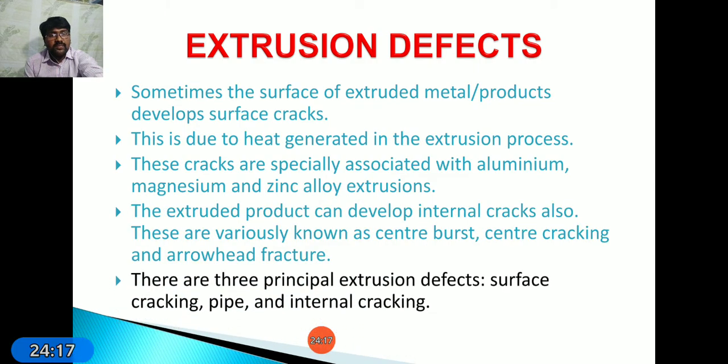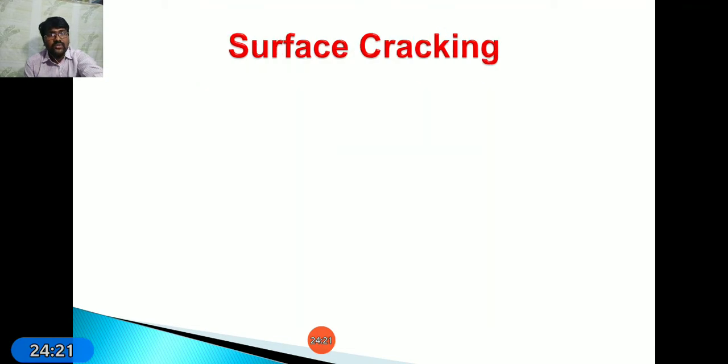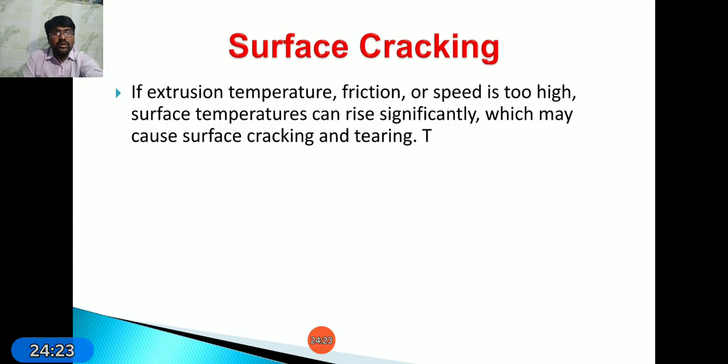Next, there are three principal extrusion defects, that is, surface cracking, pipe and internal cracking. We will discuss them one by one. Coming to surface cracking, if extrusion temperature, friction or speed is too high, the surface temperature can rise. Due to this, what happens? Surface cracking and tearing occur.